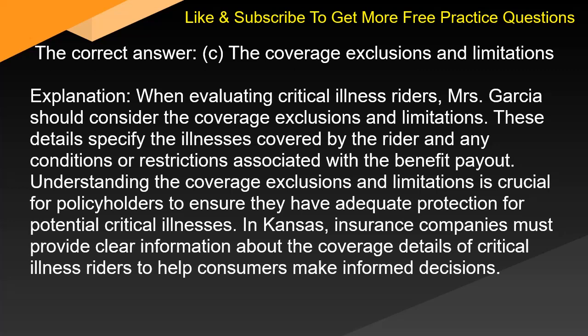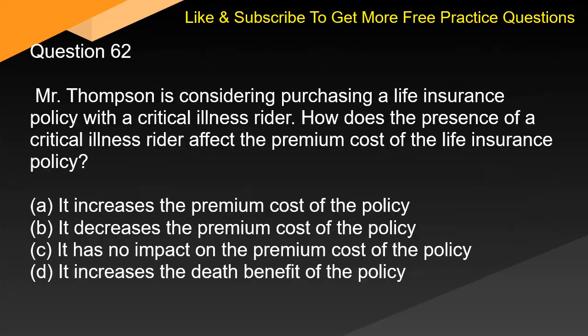In Kansas, insurance companies must provide clear information about the coverage details of critical illness riders to help consumers make informed decisions. Question 62. Mr. Thompson is considering purchasing a life insurance policy with a critical illness rider. How does the presence of a critical illness rider affect the premium cost of the life insurance policy? A. It increases the premium cost of the policy. B. It decreases the premium cost of the policy. C. It has no impact on the premium cost of the policy. D. It increases the death benefit of the policy.